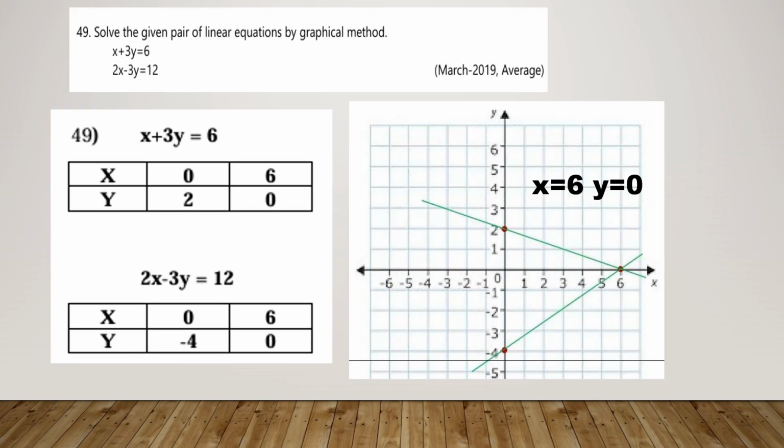So next question, again take it as homework. Similar method only you have to follow. You will get here x is equal to 6 and y is equal to 0 when you solve finally. So x is equal to 6 and y is equal to 0. Here it will be intersecting. This is regarding question number 49.